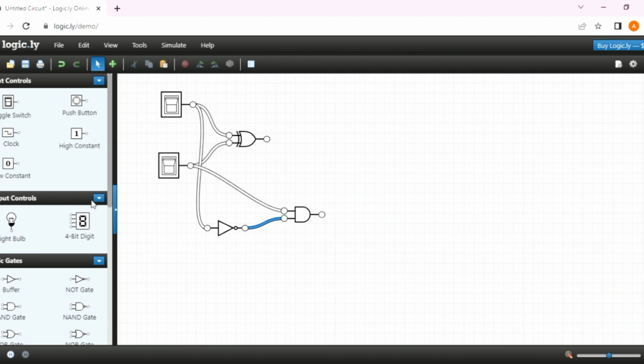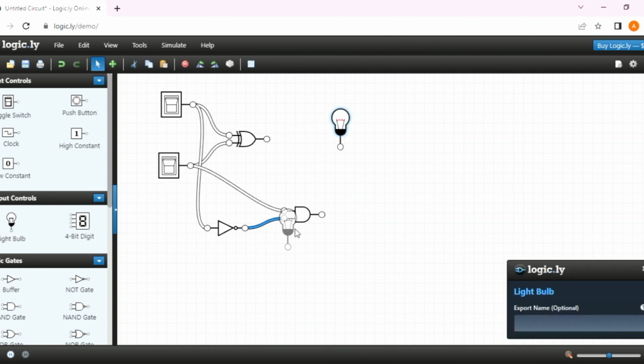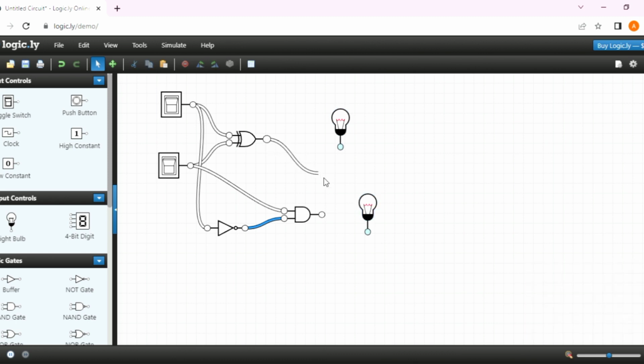Now there are 2 outputs. The output from the XOR gate is the difference, and the output from the AND gate is the borrow.